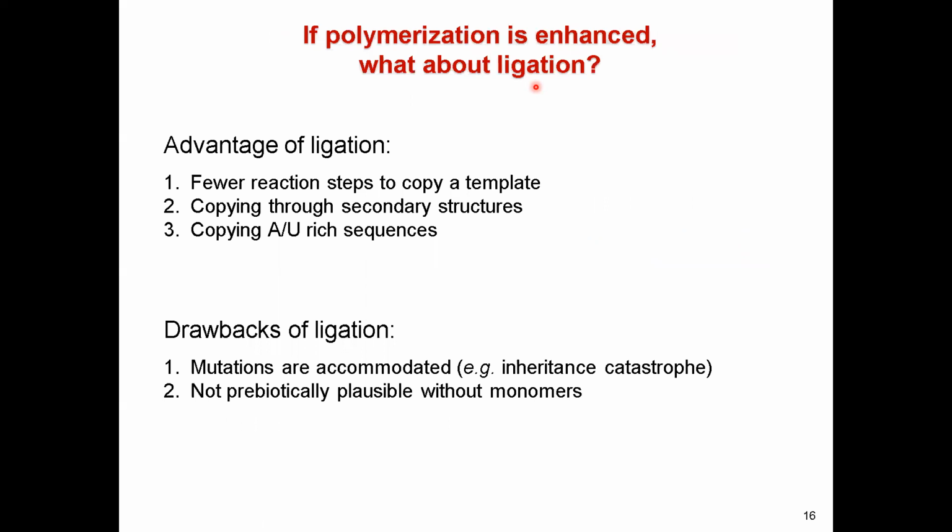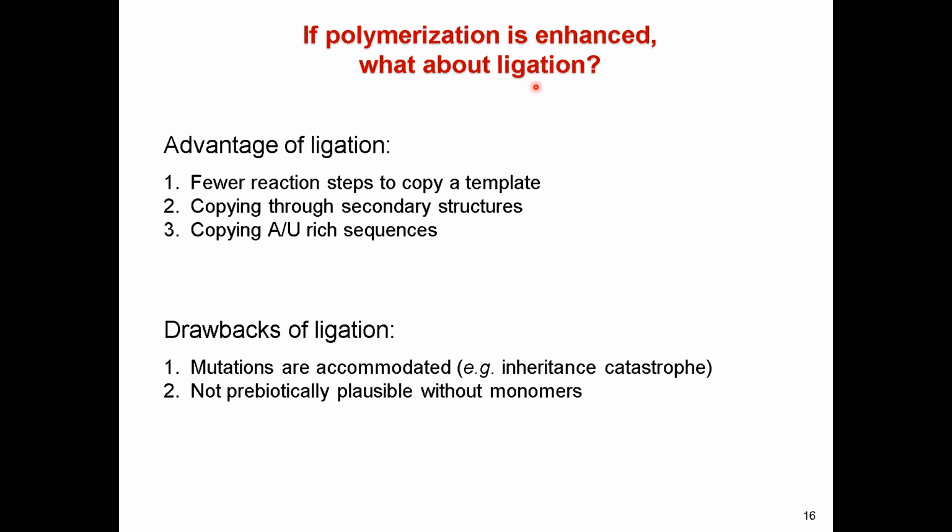And so if we can polymerize this really well, what about ligation? What can we do with that? And ligation does offer multiple advantages, right? Fewer reactions to get longer sequences. Presumably it could copy through secondary structures. It should have no problem copying AU-rich sequences.